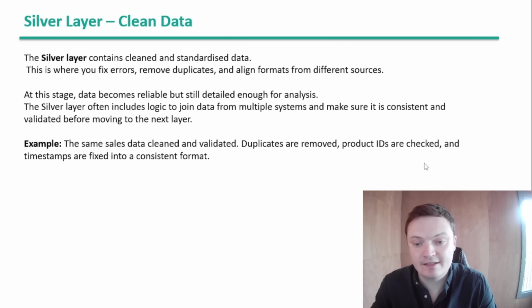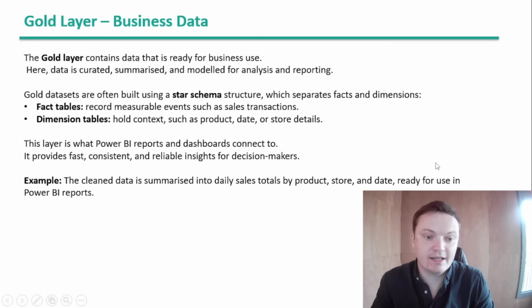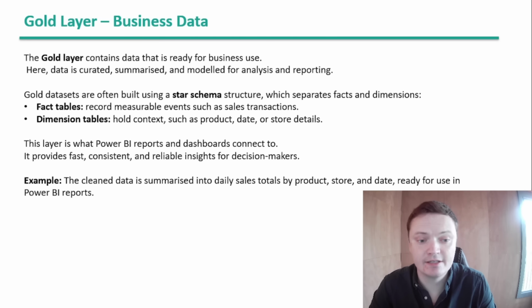The next stage is then the gold layer. The gold layer contains data that is ready for business use. Here, data is curated, summarized, and modeled for analysis and reporting. Gold datasets are often built using a star schema structure, which separates facts and dimensions. Fact tables record measurable events, such as sales transactions, whereas dimension tables hold context, such as product, date, or store details.